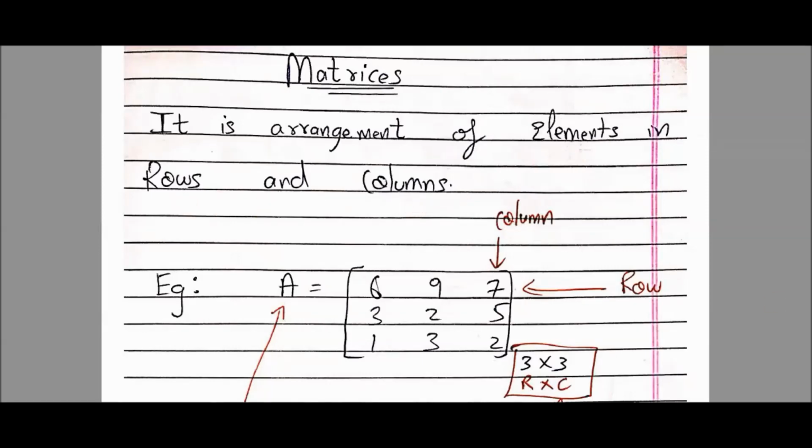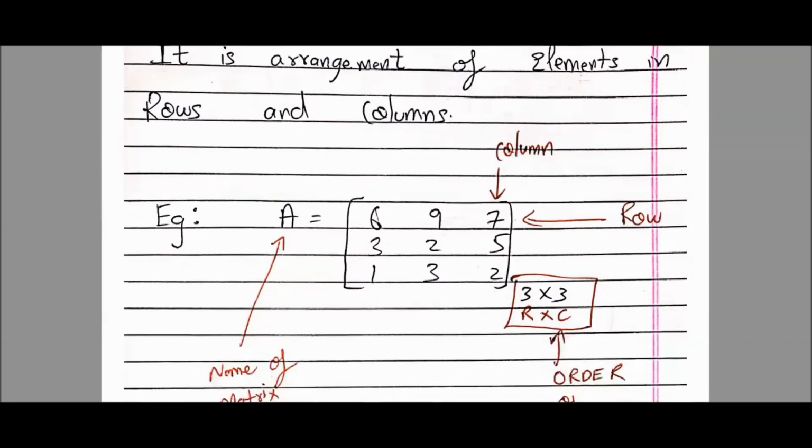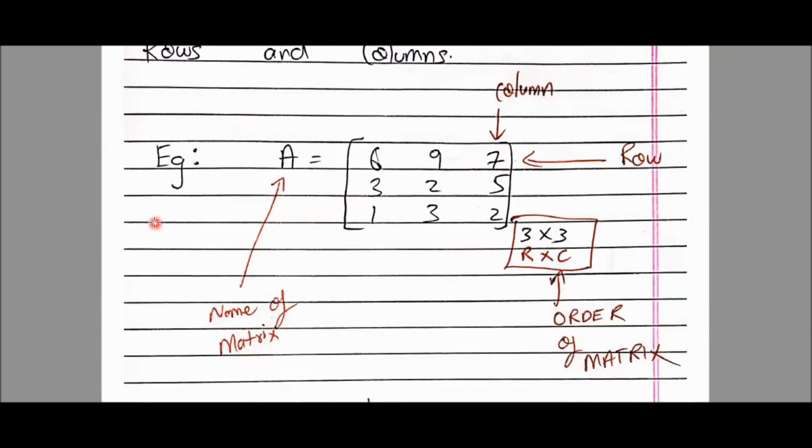Let's understand everything with an example in front of you. Matrix A is equal to a matrix that is given. This is called a matrix. Can you all see the square brackets? Yeah, they are the square brackets. Round brackets will not do. Curly brackets will not do. We should have square brackets. 6, 9, 7, 3, 3, 2, 5, 2. These are called elements.